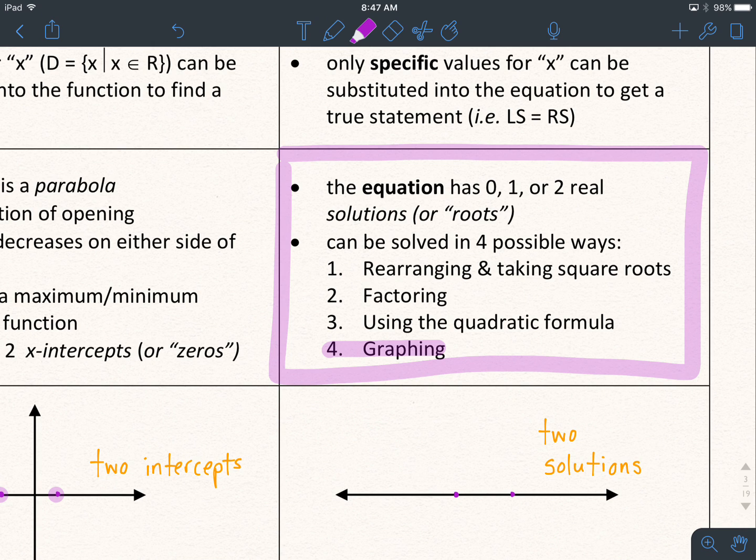We spent Unit 2 graphing quadratics in a variety of forms, so we're not going to really focus on that one here. Instead, we're going to focus on 1, 2, and 3 in that list, and the first one specifically today, rearranging and taking square roots. So let's look at some examples.